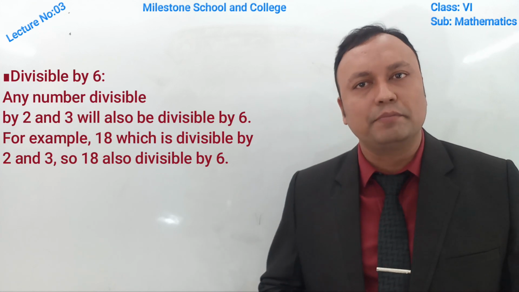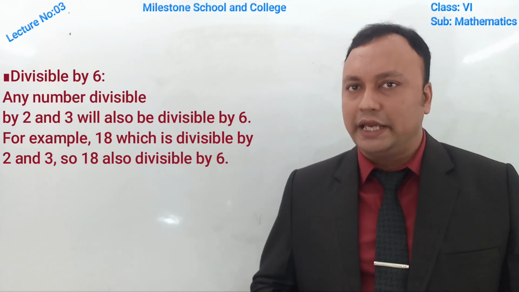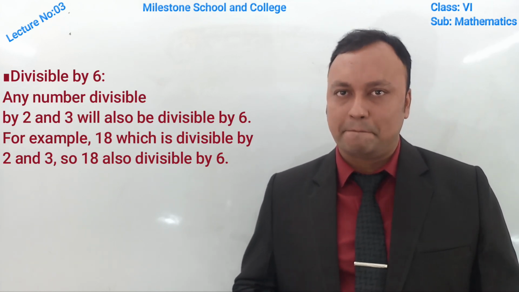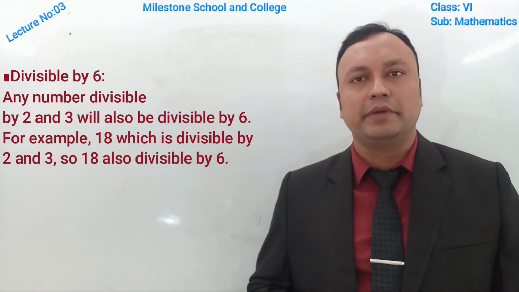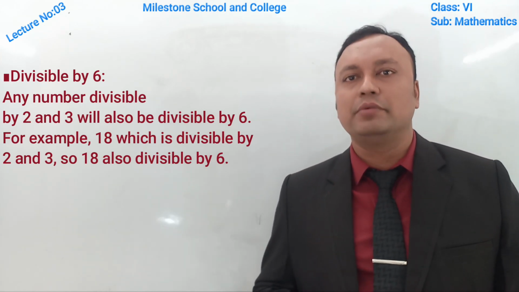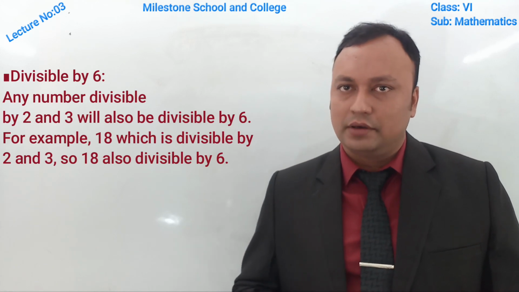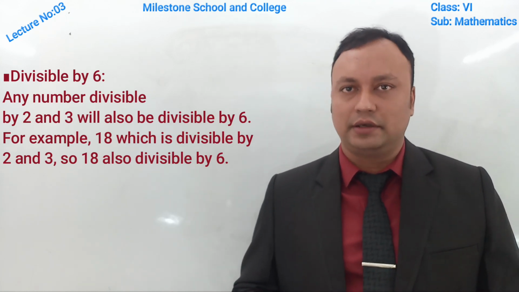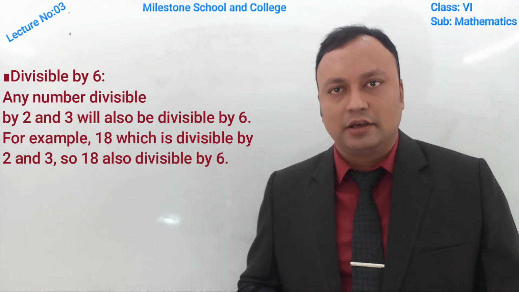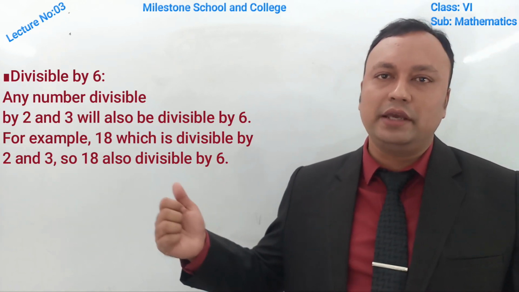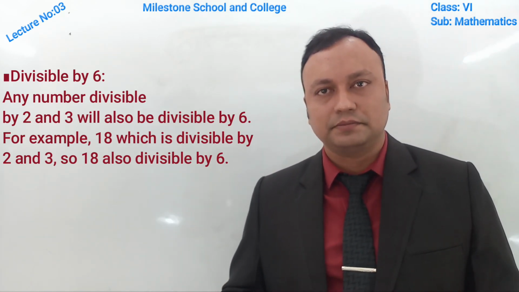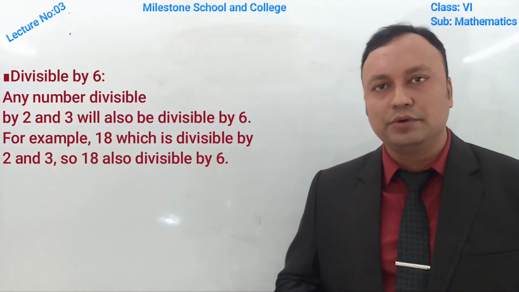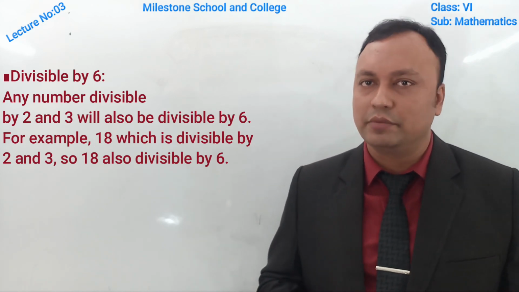Now, if I give an example, my dear, for example, 18, which is divisible by 2 and 3. How? Because if we divide 18 by 2, that would be 9, and if we divide 18 by 3, that would be 6. So this number 18 is divisible by 2 and 3. So this number is obviously divisible by 6. So 18 is divisible by 6, and if we use this technique, you can find out which number will be divisible by 6.